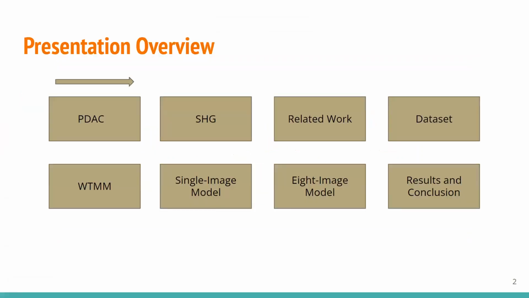To start off, I'm going to give a brief overview of our presentation. I'm going to introduce pancreatic ductal adenocarcinoma. We're going to talk about second harmonic generation microscopy, because that's what our data set consists of for images. Then some related work of other deep learning on second harmonic generation microscopy images, and our specific data set. Then a method that we use called the wavelet transform modulus maxima, which is a real-world biophysics-based method we use for classification to compare to our deep learning method. And then we have a single image model, an 8-image model, and then our results and conclusion.